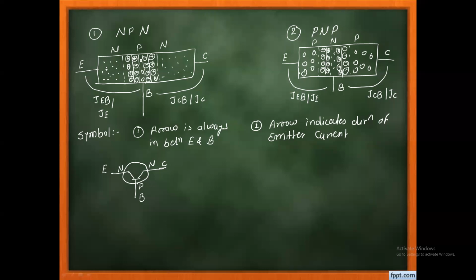बघा. आता आपल्याला arrow दाखवायचा आहे या सिम्बॉल मध्ये. And what is the first criteria? Arrow is always in between emitter and base. म्हणजे या ठिकाणी या जंक्शन मध्ये दाखवायचा आहे. आणि तो काय करेल? Always gives the direction of emitter current. आता emitter current ची डायरेक्शन कोणती असेल? तर आपल्याला सहज सांगता येते P रिजन कडून N रिजन कडे कायम करंट फ्लो होतो. म्हणजे ही झाली डायरेक्शन इमिटर करंटची. म्हणजे या ठिकाणी इमिटर करंट हा आउटगोइंग करंट आहे.